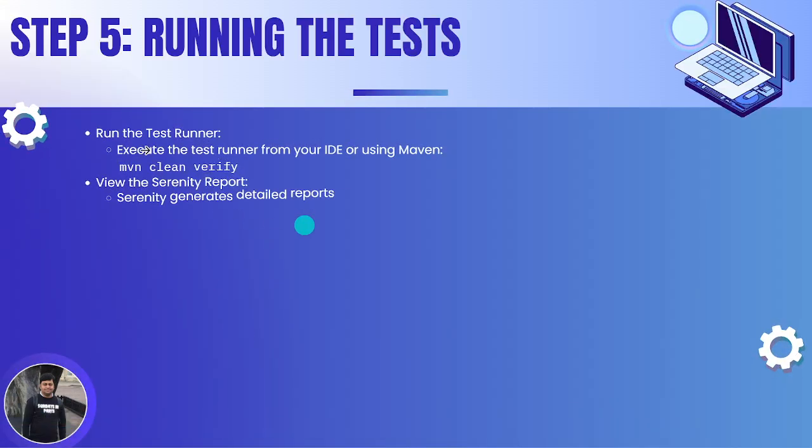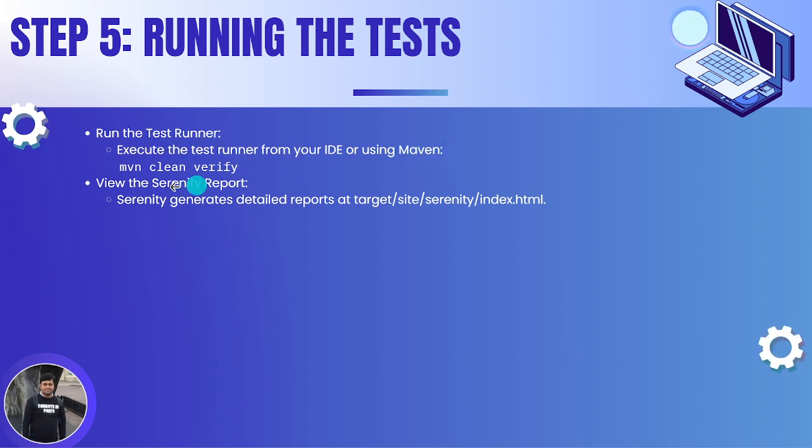For that you can execute the test runner from your IDE or using Maven, with the command mvn clean verify, and then view the report. Serenity generates the detailed report at target/site/serenity/index.html, or you can change the name also.